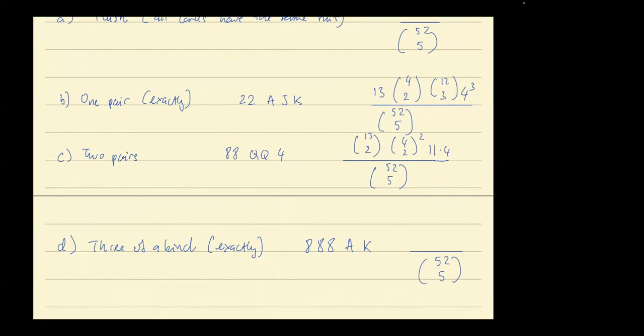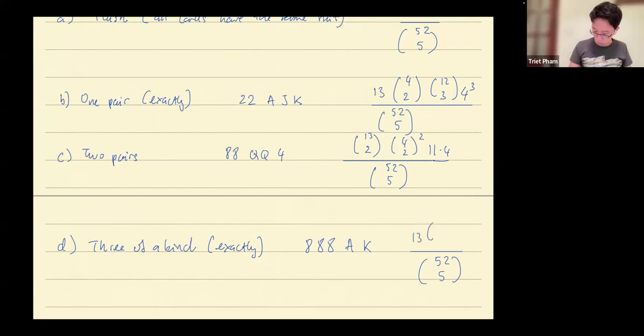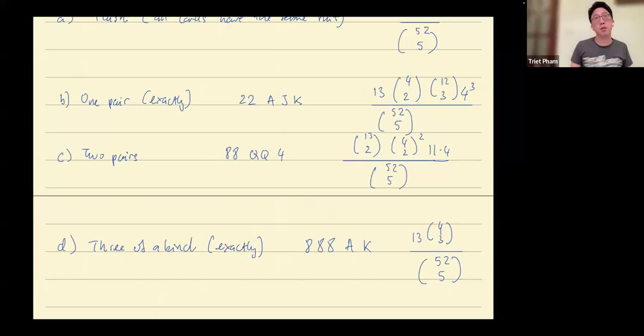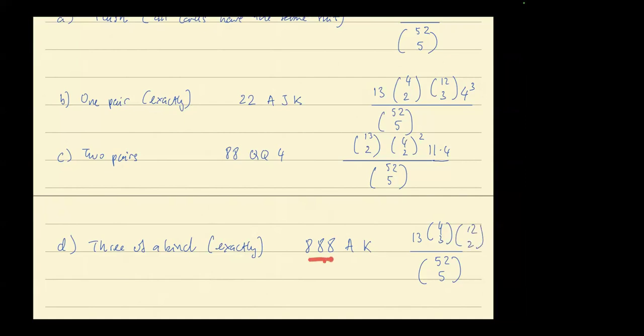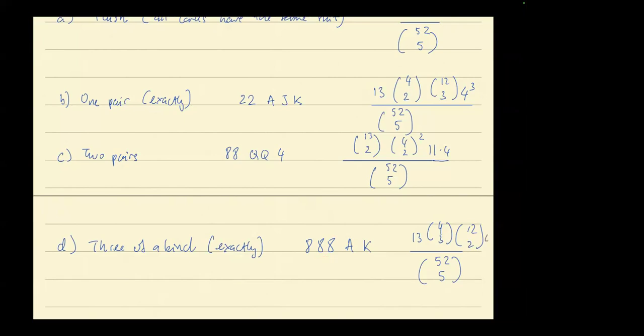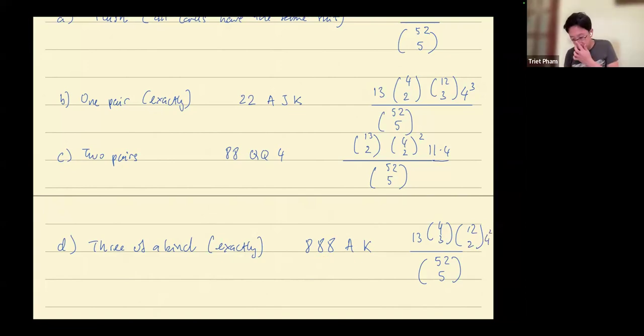So is it 13 choose 1 times 4 choose 3 times 10 choose 2, and then 4 squared? Not 10, it's 12, right? 12 choose 2. Oh yeah, because you only have one denomination used. Times 4 squared. Correct. Any question?